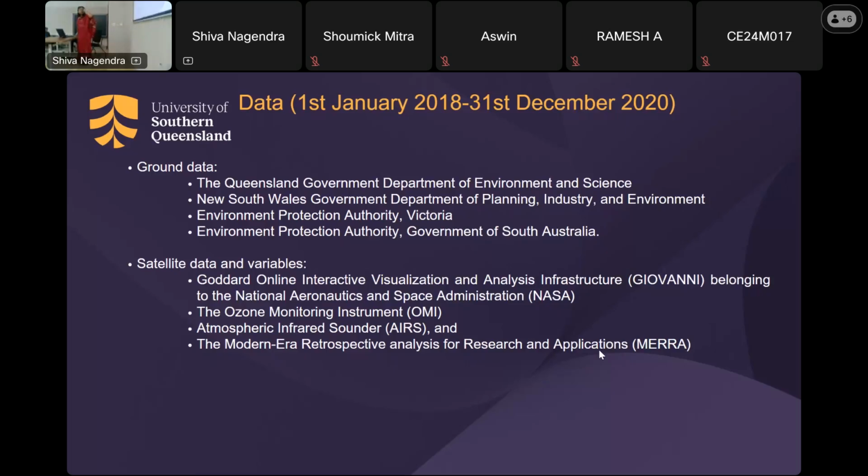For ground data, generally whichever hotspot I study, I contact the government authority which is responsible for environment protection there. I get the data from that specific authority. Like for Queensland, I have the Queensland Government Department of Environment and Science, for South Australia I have the EPA, Environment Protection Authority. The same body is also there for Victoria, and New South Wales has their own. So that's how I get my ground data and satellite data.